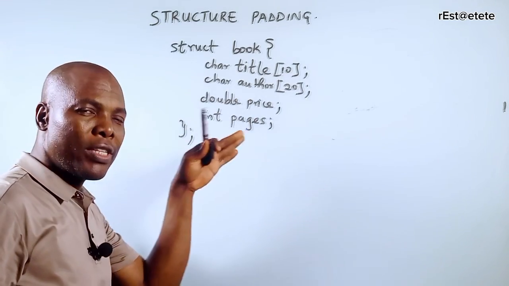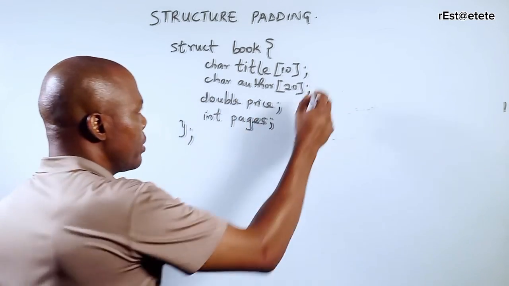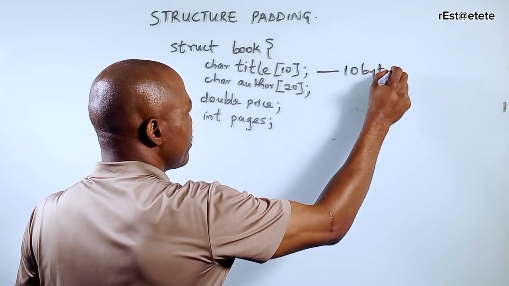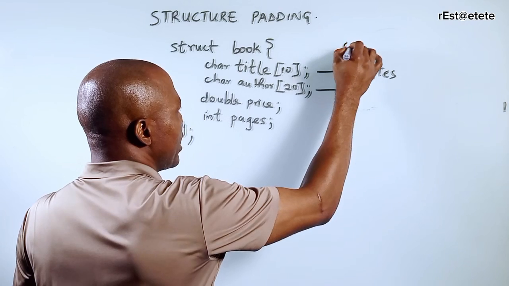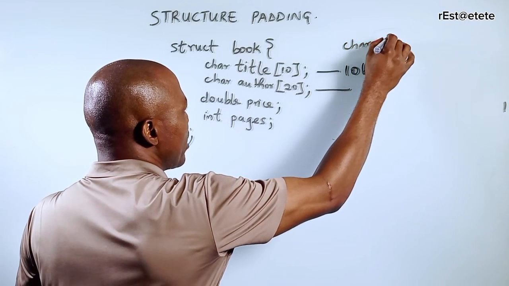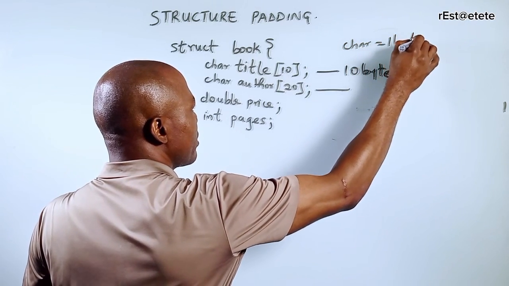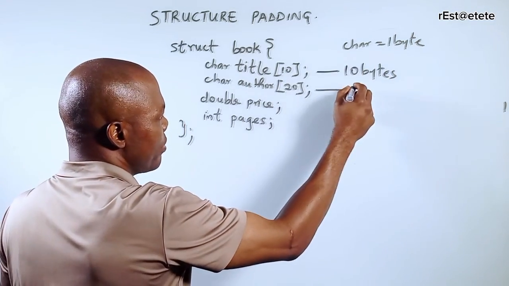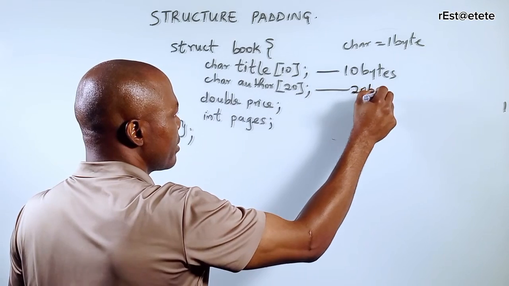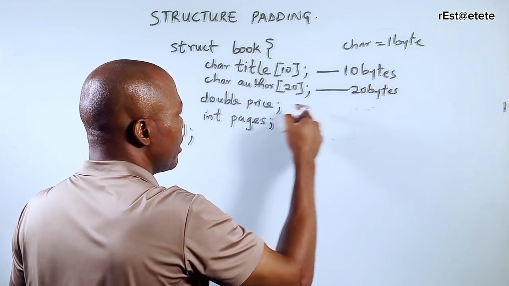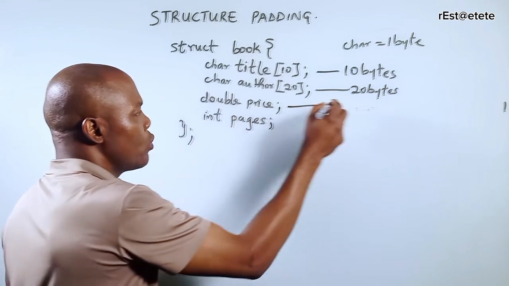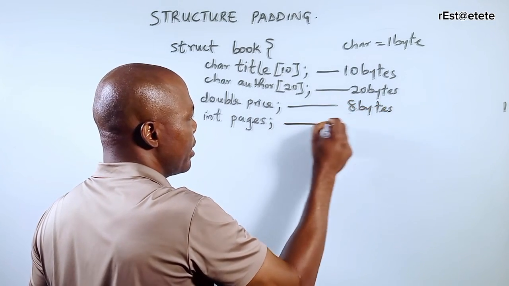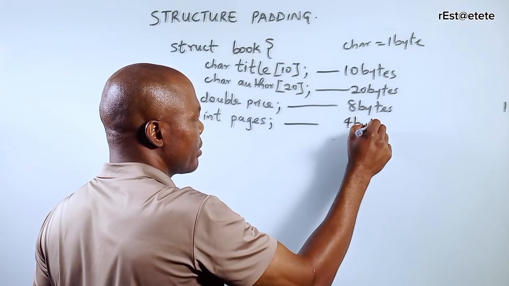If I ask you for the size of this structure, what will it be? So this one will give us what? 10 bytes, because a character is what? 1 byte. Character equals 1 byte. So for 10, we have 10 bytes. For 20, we have 20 bytes. Then double will be what? 8 bytes. And then integer is what? 4 bytes.